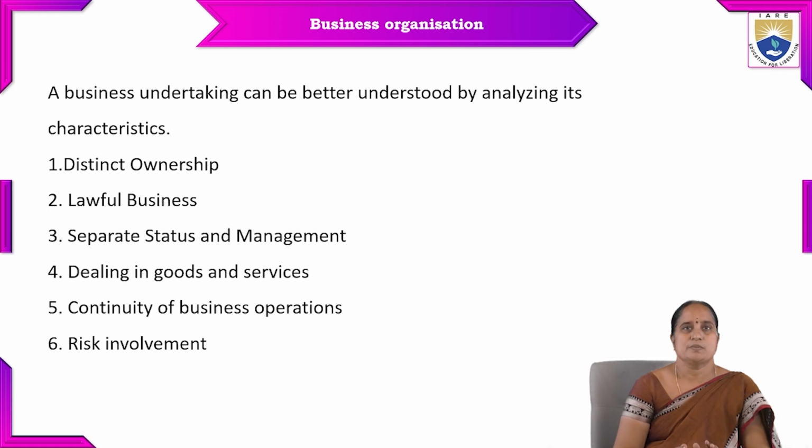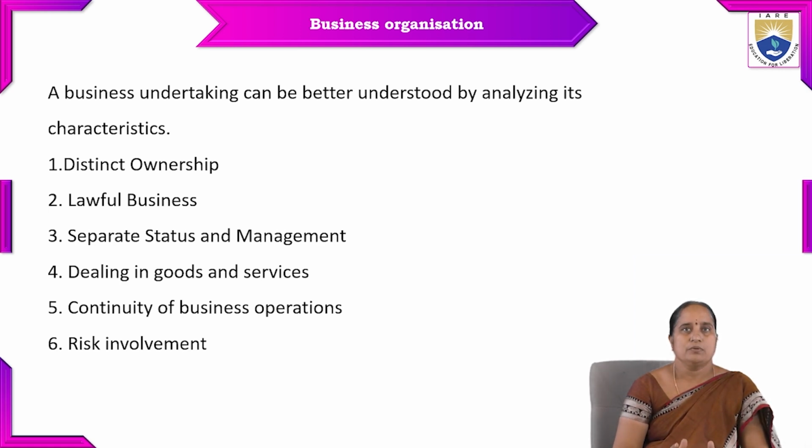Whatever business people do in different types of organization, like sole proprietorship, partnership, joint stock company or cooperative society, everybody does their business ethically and follows legal formalities to establish and conduct a business. Then separate status and management, which depends on the type of business organization.